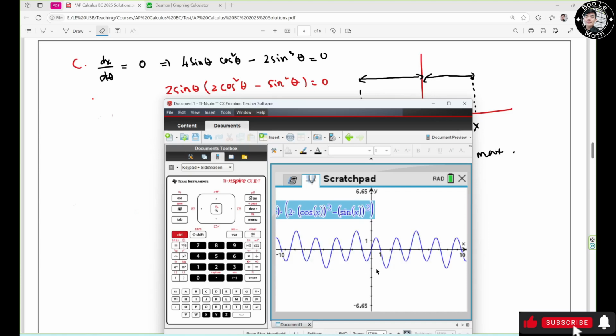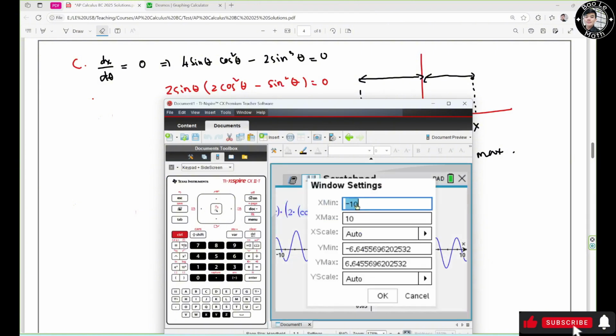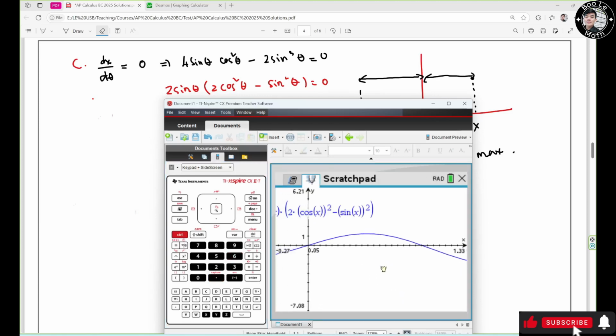Now we need to find the intersection. You know that theta is from 0 to pi over 2, so you need to limit the domain. So I need to hit menu, window, and window settings right here. It's going to be 0, and pi over 2. Pi means 3.14 divided by 2, which is 1.57 something, so I put 1.6. Alright, I hit OK. So it's going to be right here.